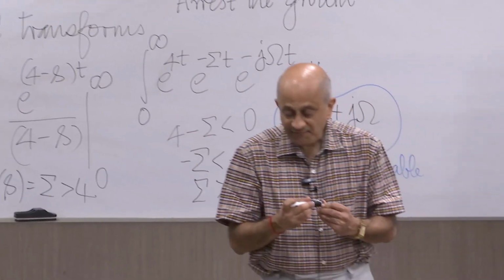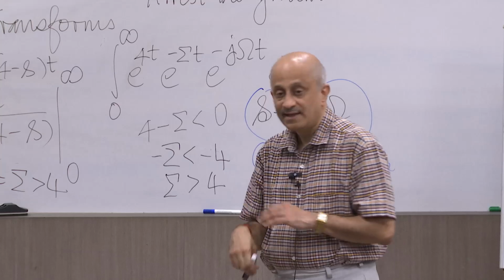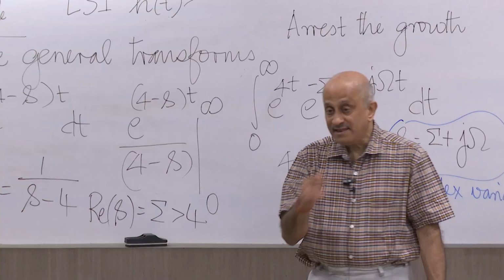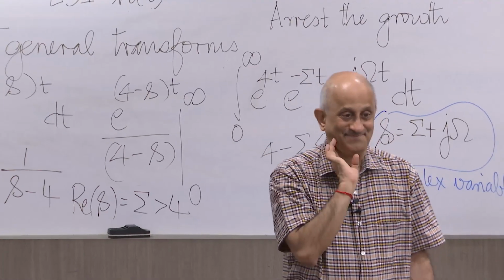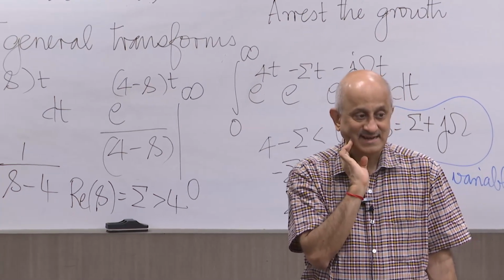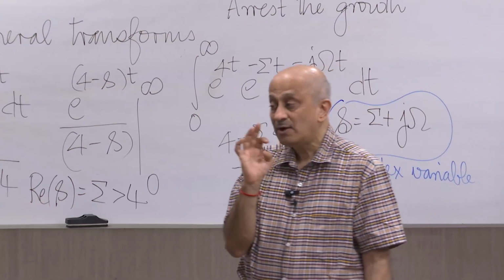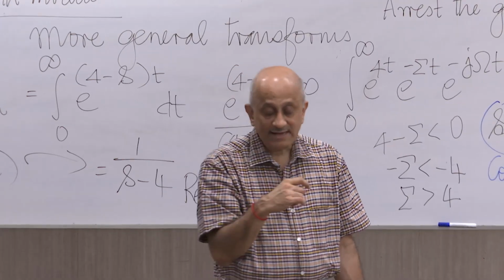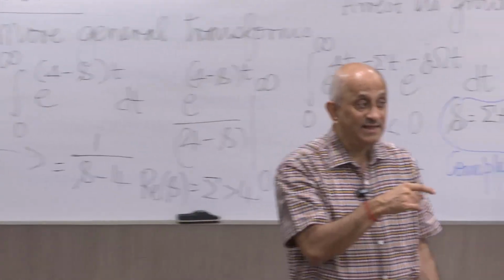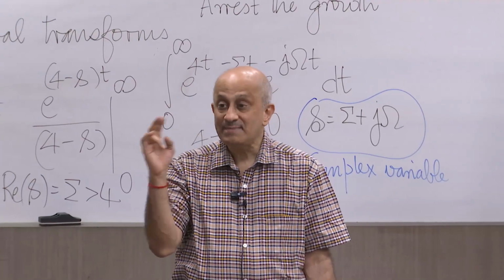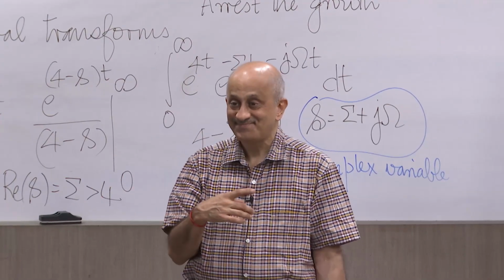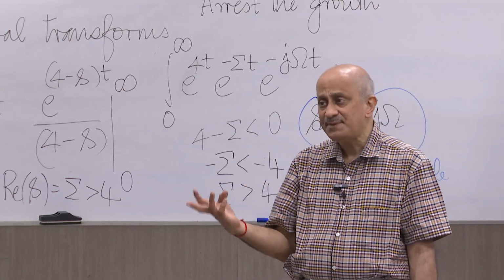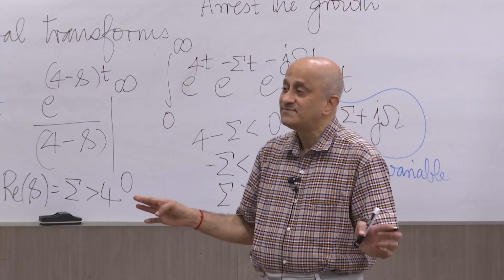So you must always qualify the expression with a condition on s. The condition on s is always an inequality. Let me ask you, will that inequality operate on the real part of s, or on the imaginary part of s, and why? Yeah, it operates on the real part of s. Why? Because the imaginary part has no role to play in convergence.